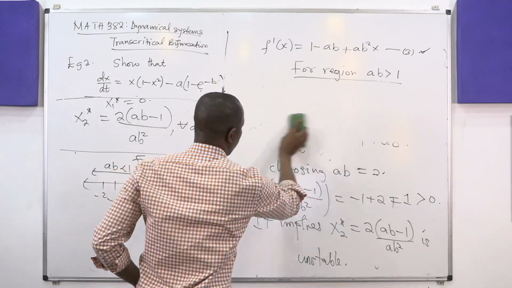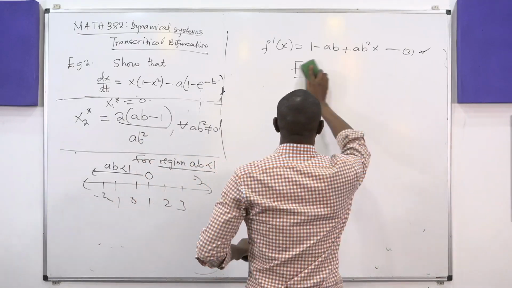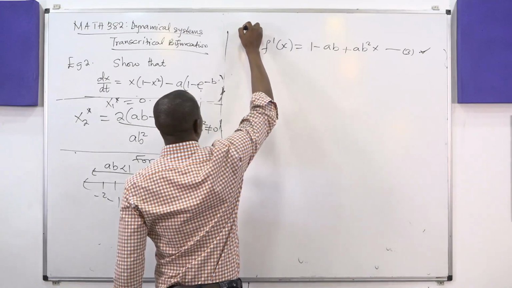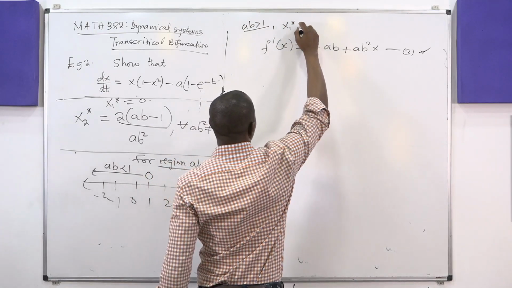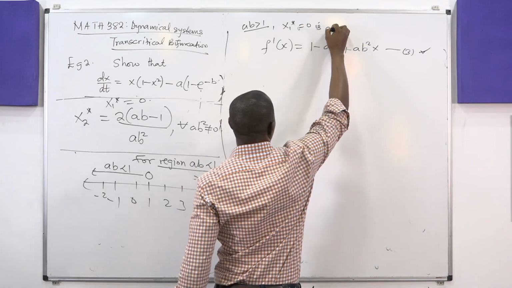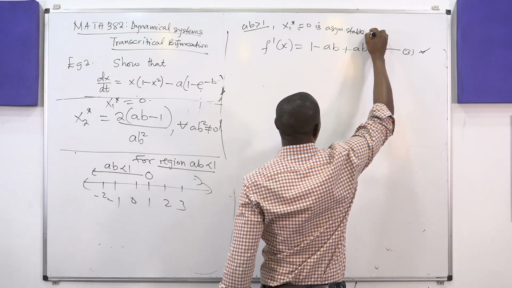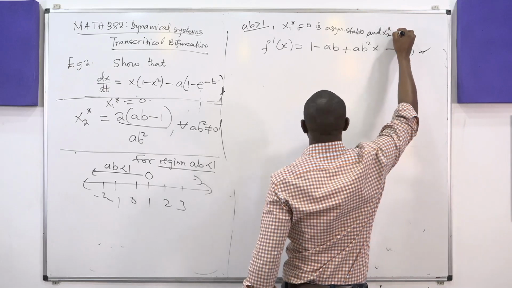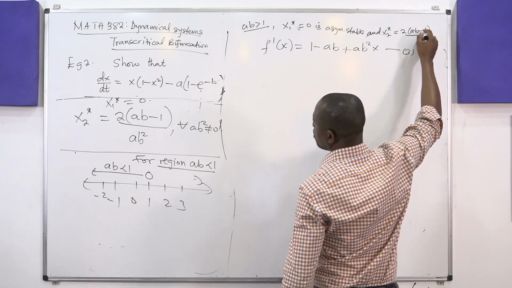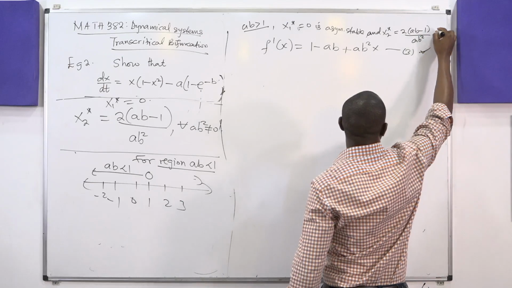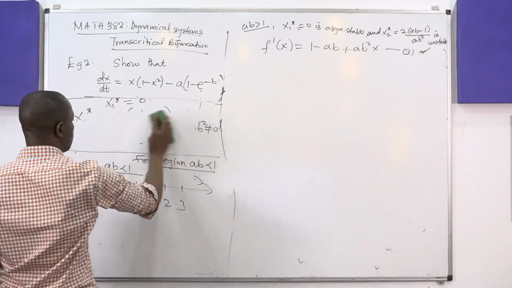Is it okay? For the first region, when AB is greater than 1, what happens? When AB is greater than 1, x1 star equal to 0 is what? Asymptotically stable. And x2 star equals 2AB minus 1 over AB squared is what? Unstable. Is that okay? So once I've written that, I can even come here.